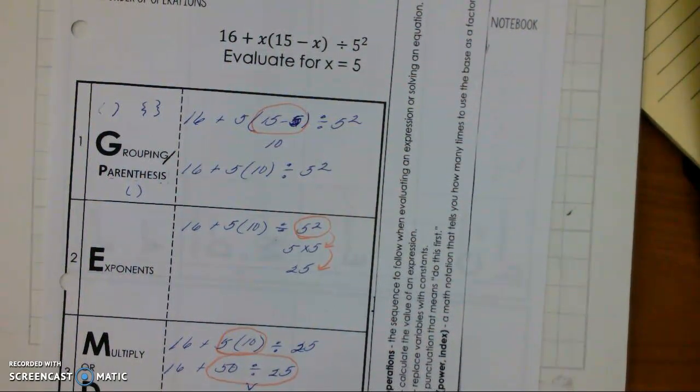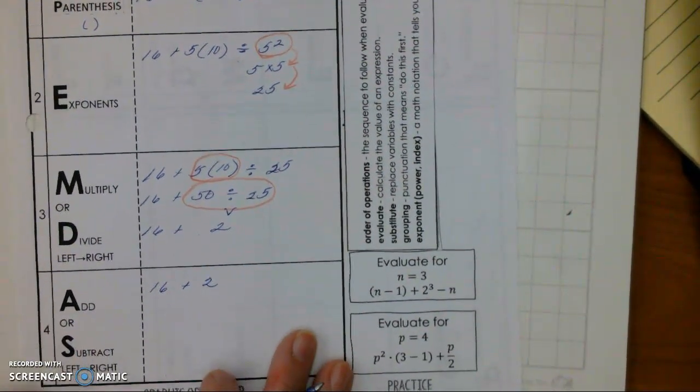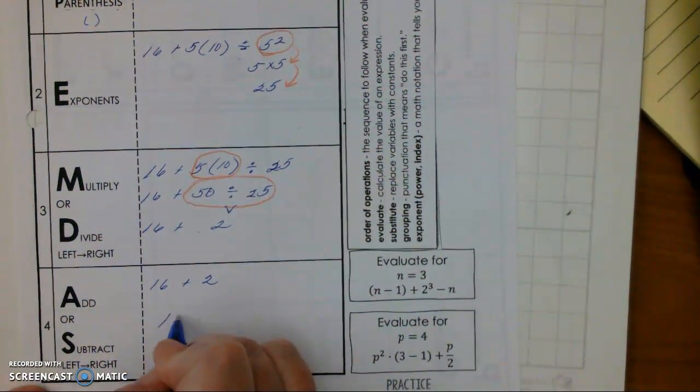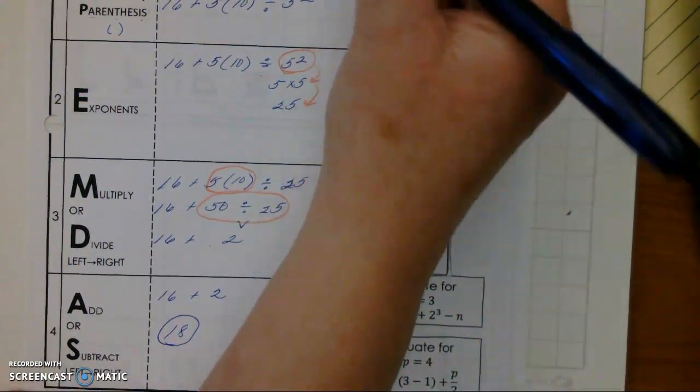Okay? So then we're going to go down here because we're doing addition or subtraction. So add 16 plus 2 equals 18. Okay? So that is your solution.